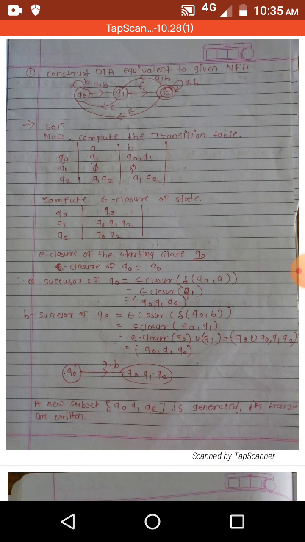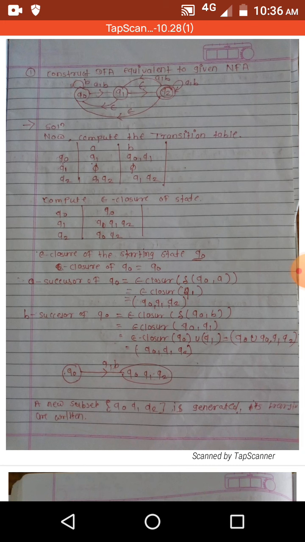The first column is our states, the second is our symbols A and B. Then Q1 goes to Q1 on applying A, then goes to Q0 on A, then goes to Q1. Q0 on B goes to Q0 and Q1. Then the next state is Q1.